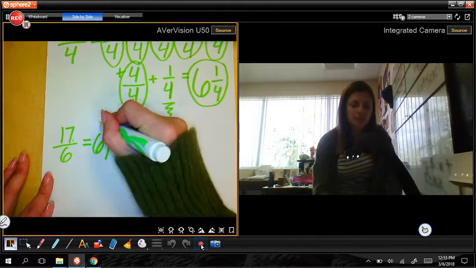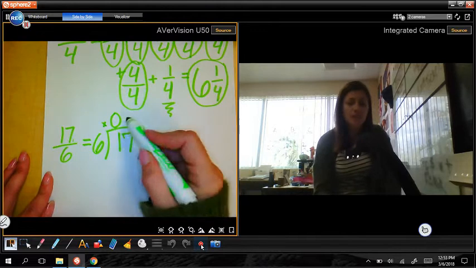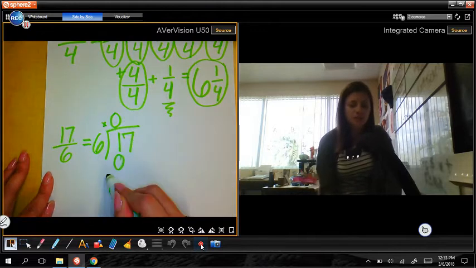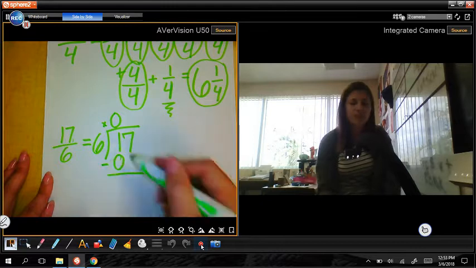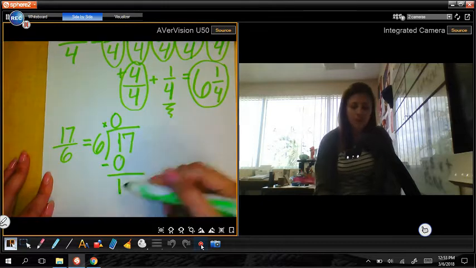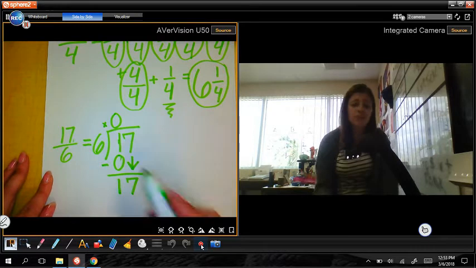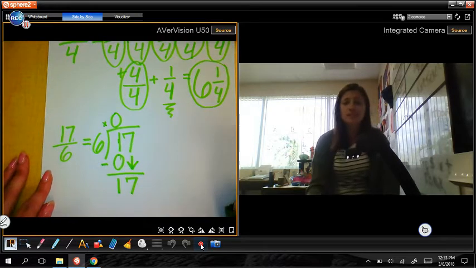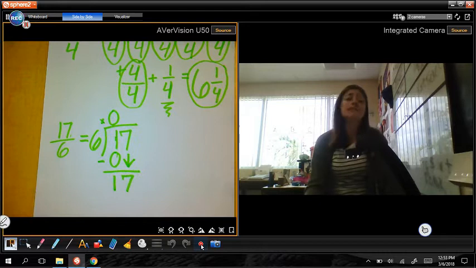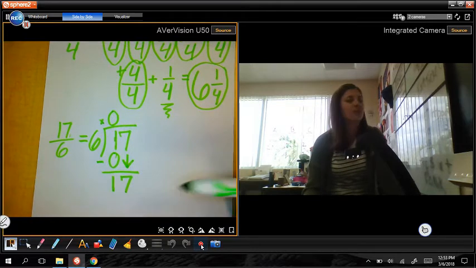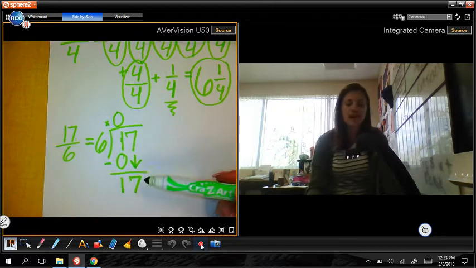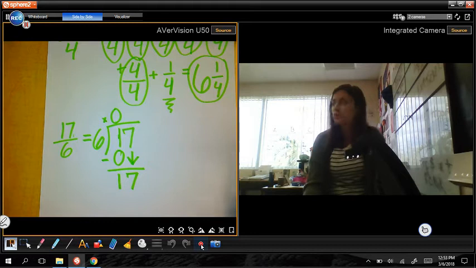Now I'm going to multiply. 6 times 0 gives me 0. I subtract to bring down my 1, and then I bring down my 7 to meet it. Now I'm trying to see how many times 6 goes into 17. So I'm going to ask myself, 6 times what mystery number gets me closest to 17 without going too high, too far over? So 6 times what number should I be choosing? Who can tell me?